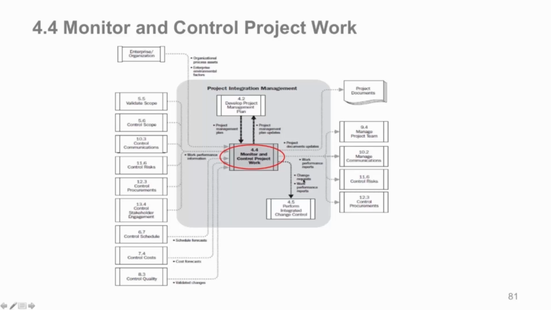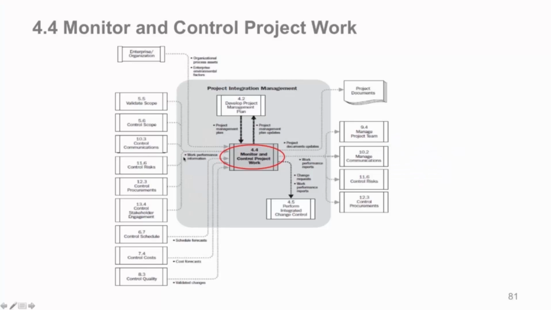There are your change requests that may come out of here because now you're trying to control things, so you do change requests. Work performance reports come out of monitoring and control, and by the way, this is the only process where work performance reports come out of. The only process where you will see work performance reports as an output. They are input to many other processes, but only here is the output of the reports.